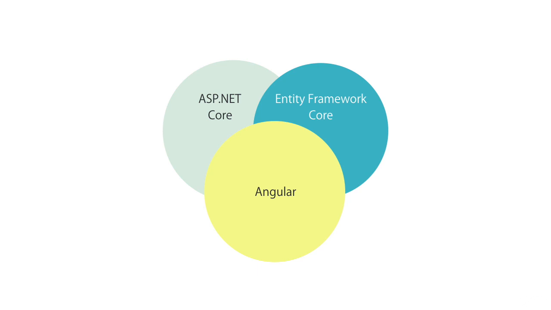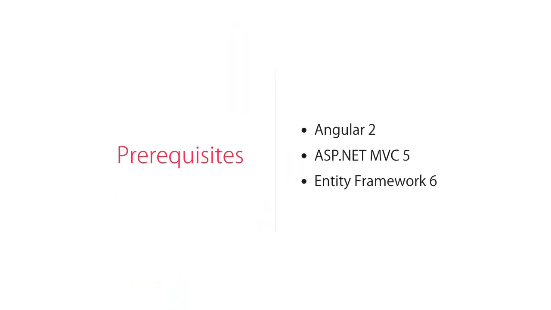core and how they are different from their previous versions. That's not the scope of this course and requires a separate course. In this course, I'm assuming you're familiar with Angular 2 and the previous versions of ASP.NET and Entity Framework, that is ASP.NET MVC 5 and Entity Framework 6, and want to quickly get up to speed with .NET Core in a hands-on and pragmatic way.